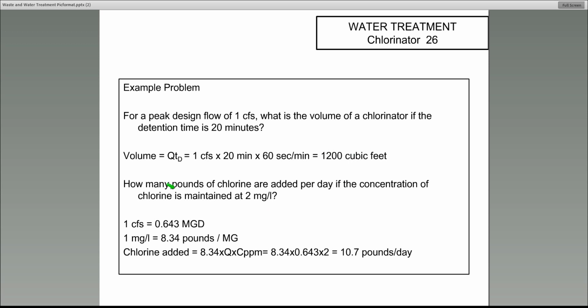How many pounds of chlorine would be added if the concentration of the chlorine is maintained at 2 milligrams per liter? First of all, we have cubic feet per second, and this formula requires Q in million gallons per day. 1 cubic foot per second is equal to 0.643 million gallons per day. That's your conversion. So all you have to do is plug in 8.34, which is the constant, times Q in million gallons per day, 0.643, and then the 2 is 2 milligrams per liter, that's your concentration. And you come up with 10.7 pounds per day.